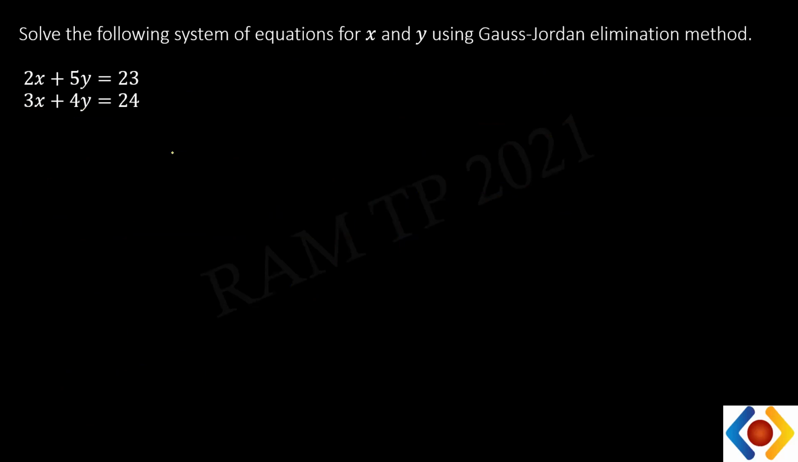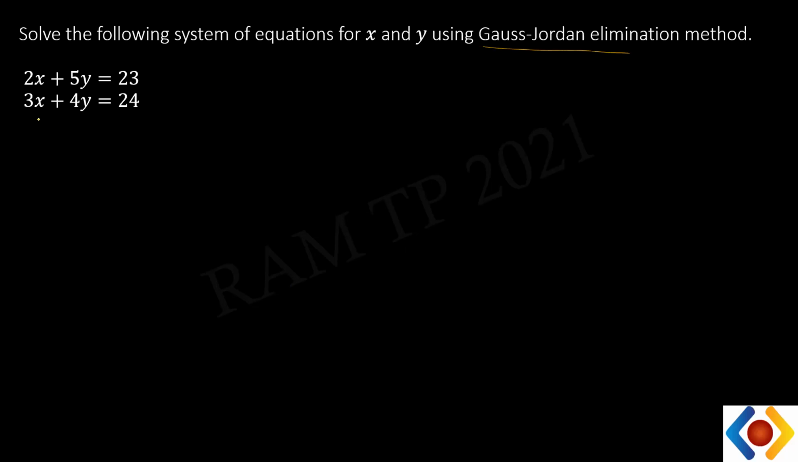Let's use the next page. The same problem is there. What is this method called? It is called the Gauss-Jordan elimination method. Gauss and Jordan, these two mathematicians, discovered this method, so it is called the Gauss-Jordan elimination method. Now let's try to do this together.